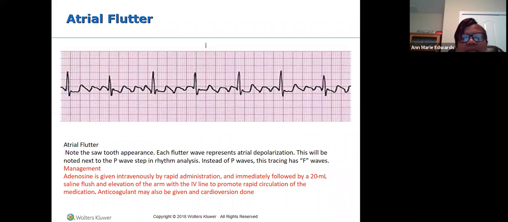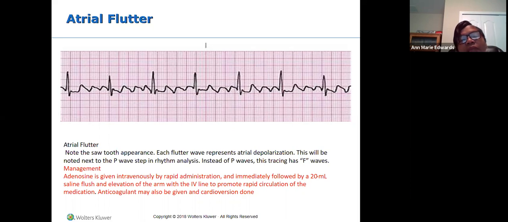Management. Adenosine is given intravenously by rapid administration and immediately followed by 20 mL of saline flush and elevation of the arm with the IV line to promote rapid circulation of the medication. Anticoagulants may also be given and cardioversion done for atrial flutter. Later on, we'll look at cardioversion.